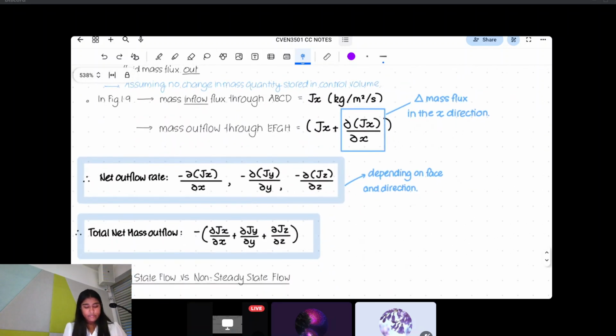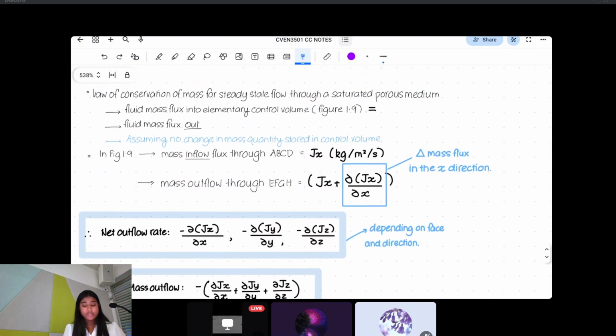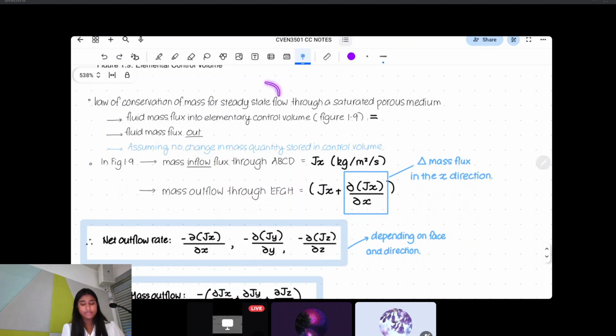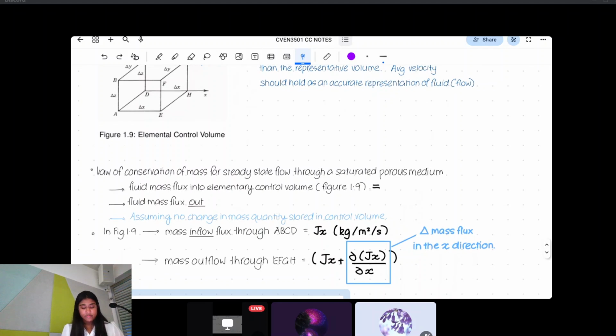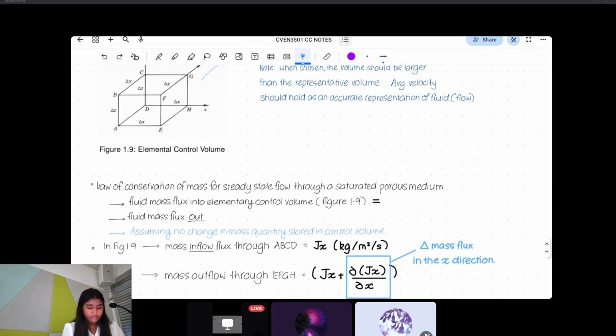So in figure 1.9, assuming that it is, again, steady state flow and a saturated porous medium, the mass inflow through ABCD, so this face here, is equal to Jx. So we're also only considering the horizontal direction in this case. And that's equal to the Jx coming out of EFGH, that face there, right?